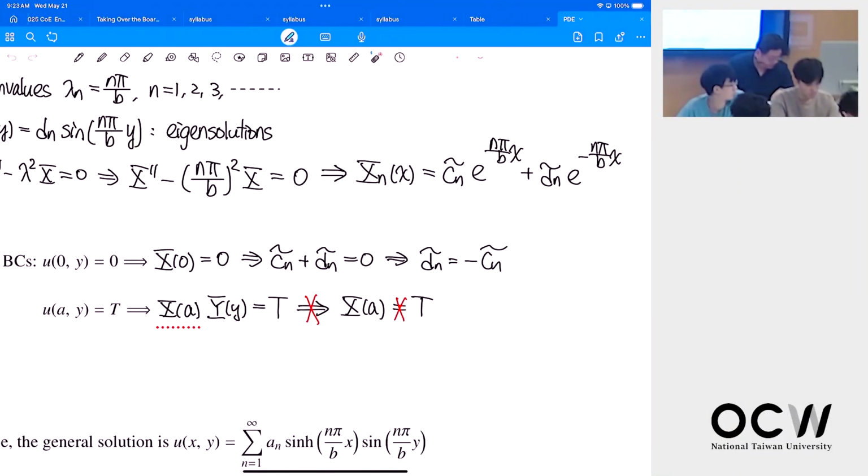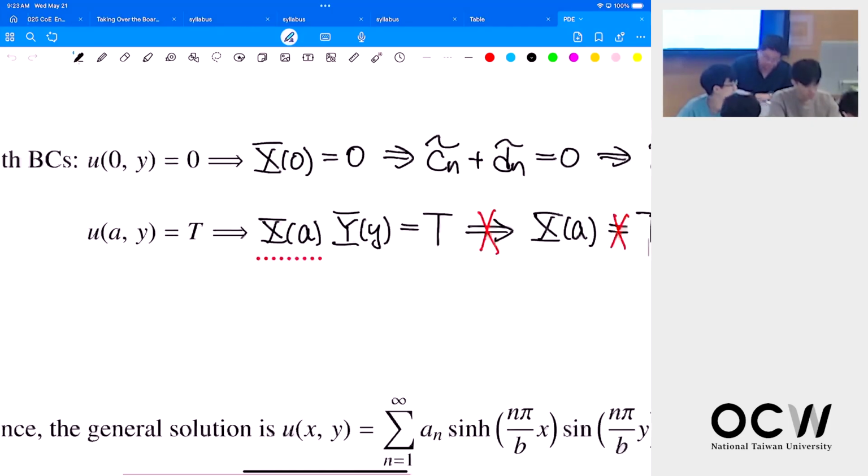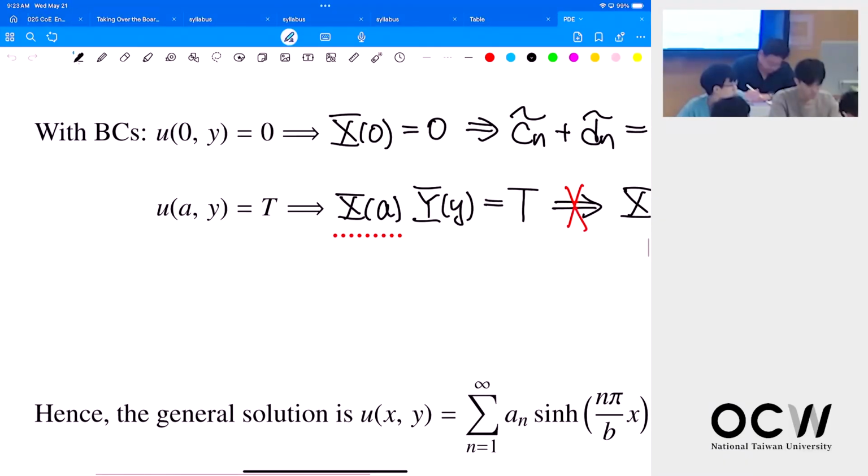Therefore, we can just write down our solution for X.